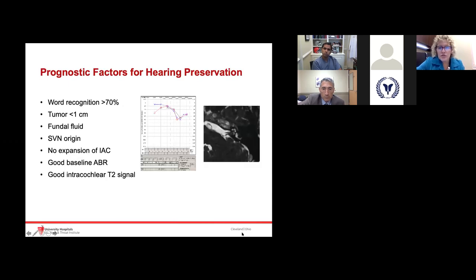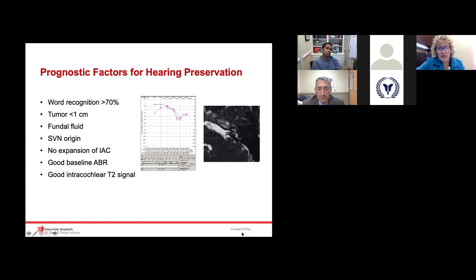As we discussed already, hearing status is also a prognostic factor in addition to having a fundal fluid cap and those kinds of things. So the better a patient's hearing is that you start with, the more likely you are to be able to preserve it. Cochleas that are damaged are more prone to have significant hearing loss at the end of the operation.